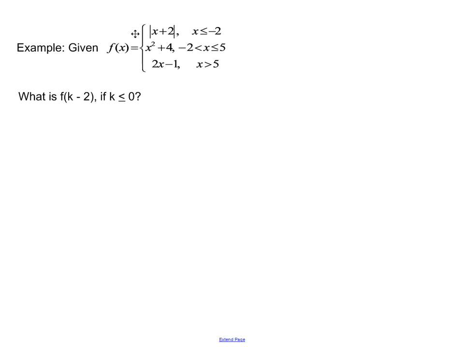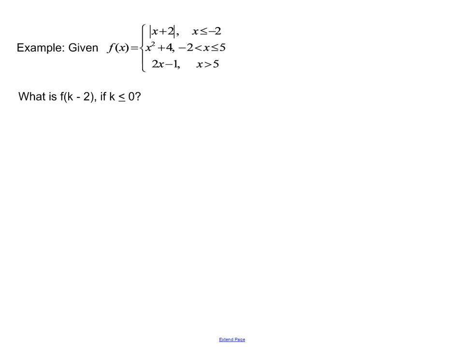All right, so let's continue on with this piecewise function that we've been given. Now there are other kinds of piecewise functions, but this one's a pretty good example, so we'll stick with it. So this is an interesting question. We're told, what is f of k minus 2 if k is less than or equal to 0? And you look at that, and you look at this, and you go, what?